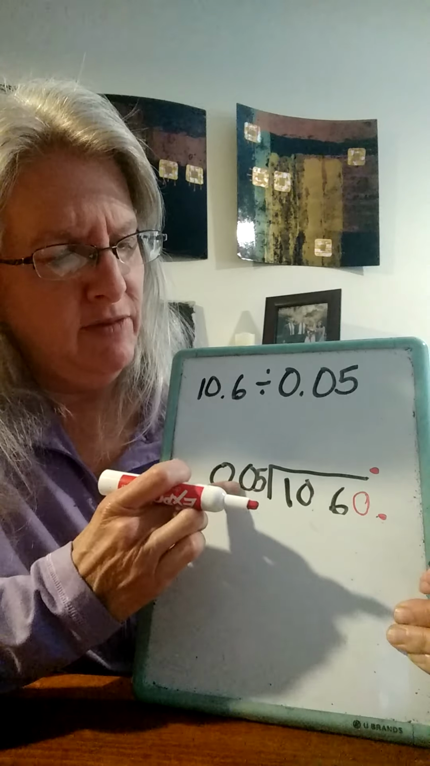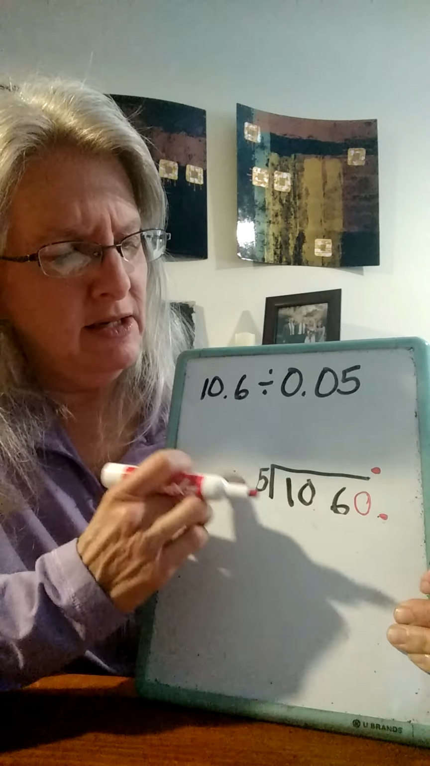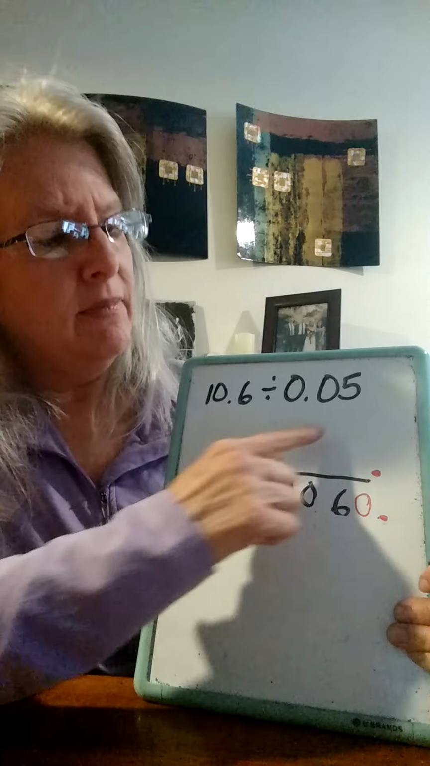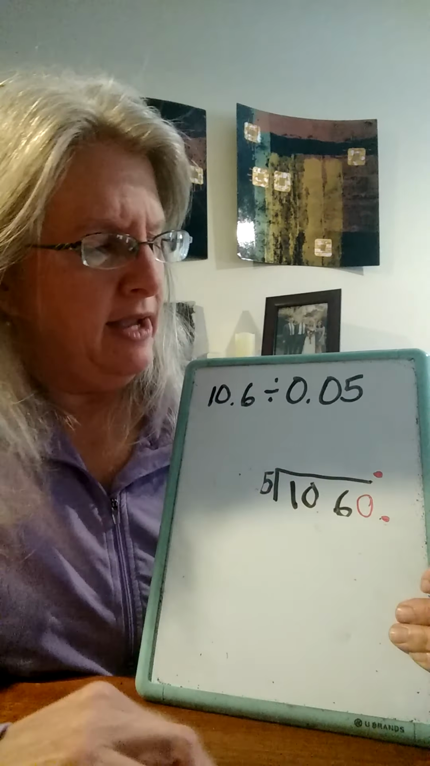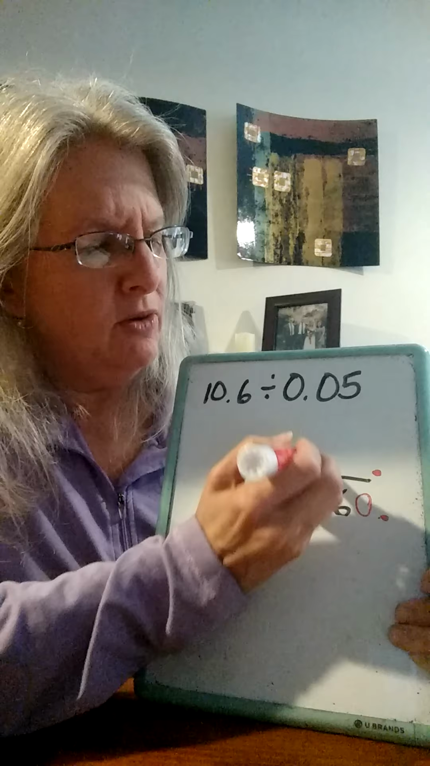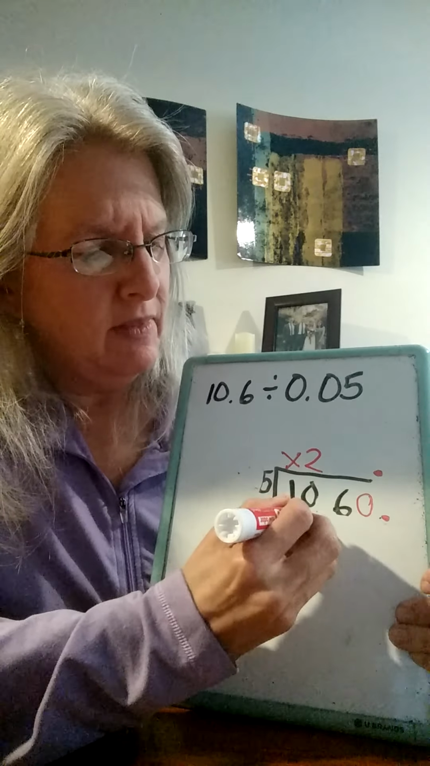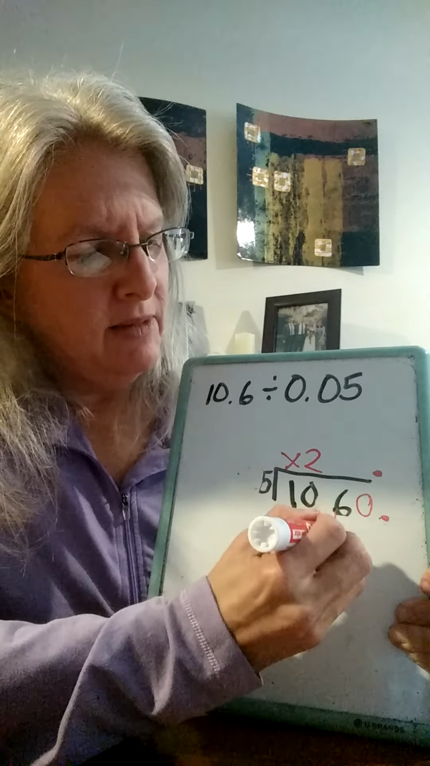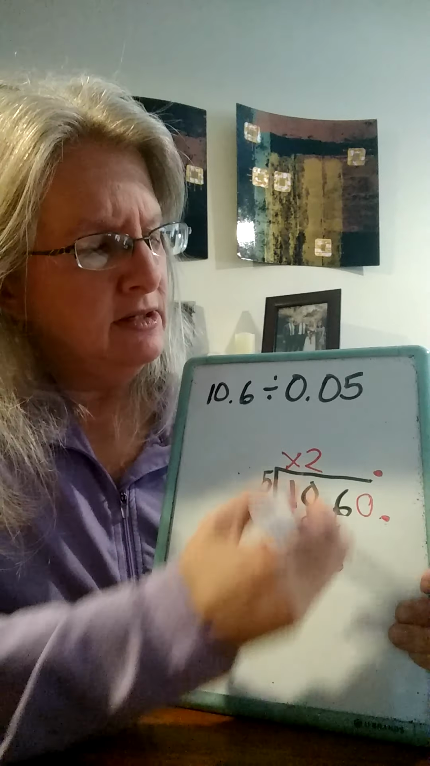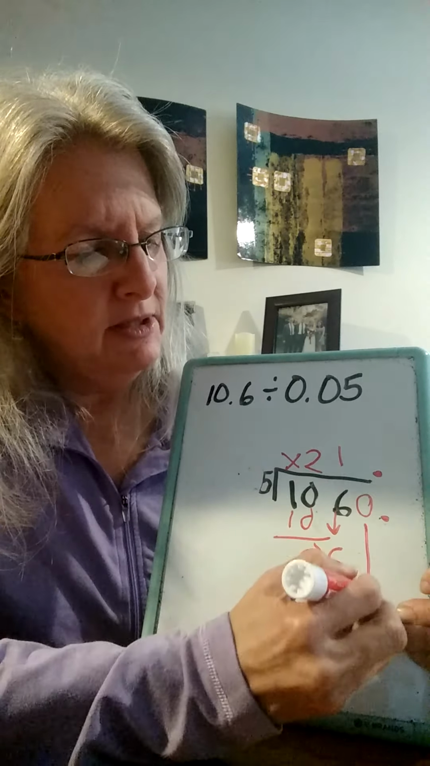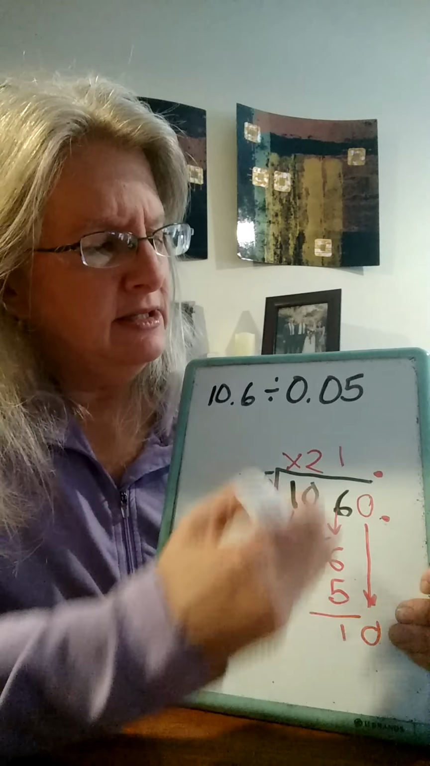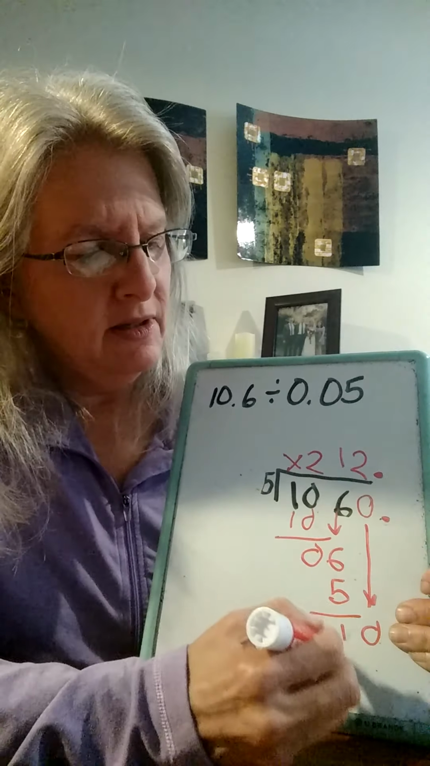And this one here, I've moved it. So now it's just plain 5, because when I get 005, that's 5. So 5 cannot go into 1, but it can go into 10 2 times. And I bring down my 6. 5 goes into 6 1 time. And I bring down my 0. 5 goes into 10 2 times.